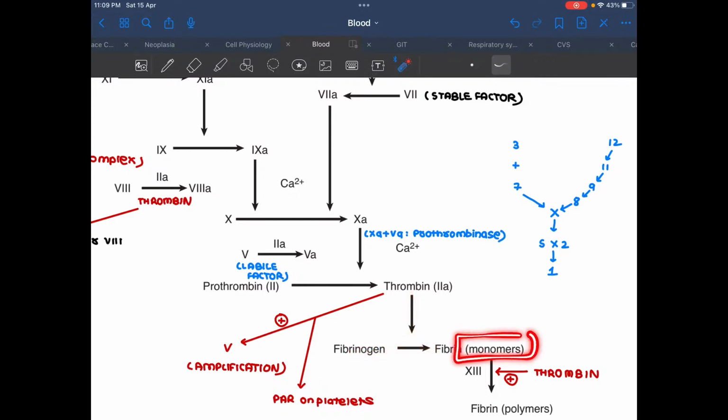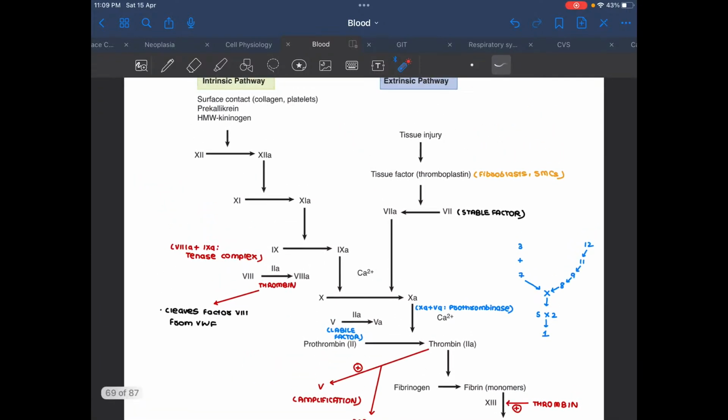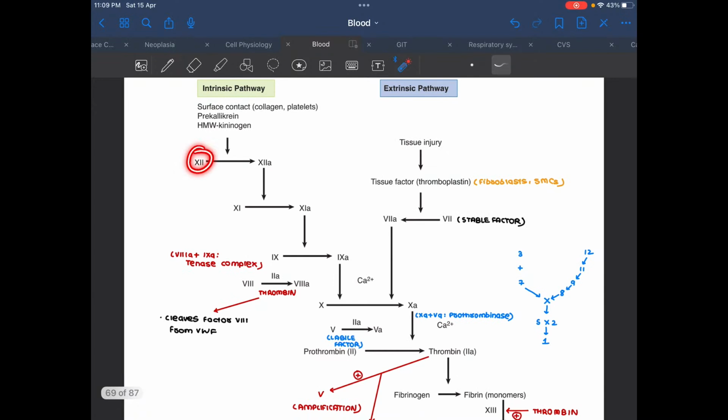However, they are your monomers, fibrin monomers. Okay. So all of this is happening over here. Let me just revise it for you. Factor 12 was getting activated to 12A by surface contact, pre-kallikrein or bradykinin, or high molecular weight kininogens. So what is this factor 12 going to catalyze next?